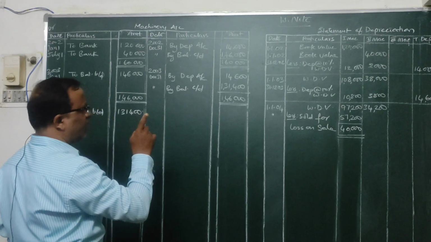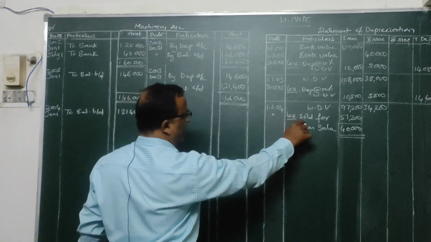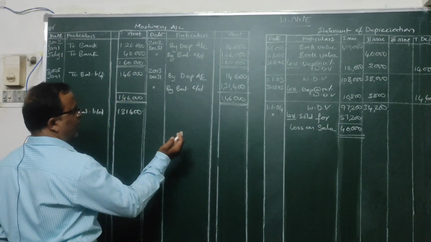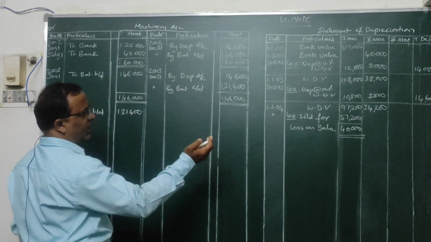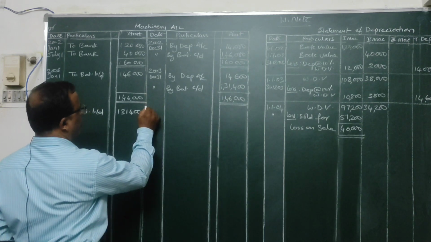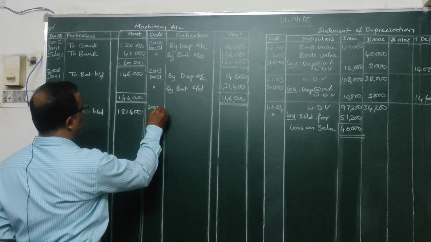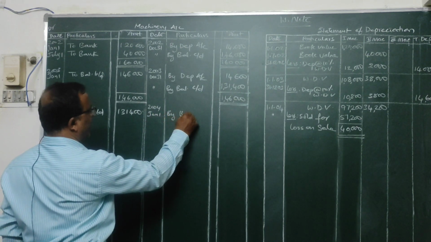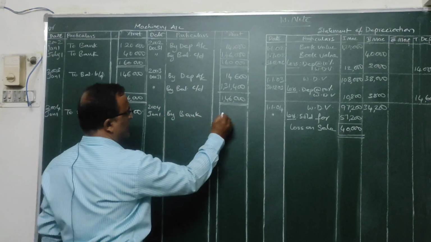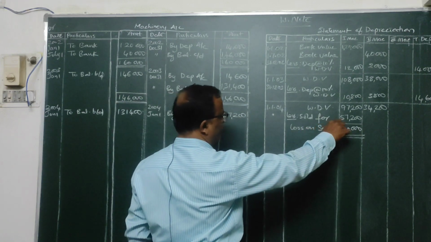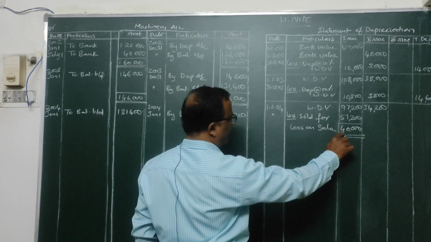So on 1st of January 2004, when he has sold for 57,200, okay, our entry will be, when he has sold the machine, we are getting the money. So bank account debit to machinery account. So on the same day, 2004, January 1, it is being sold. So you write by bank. It is sold for how much? 57,200.